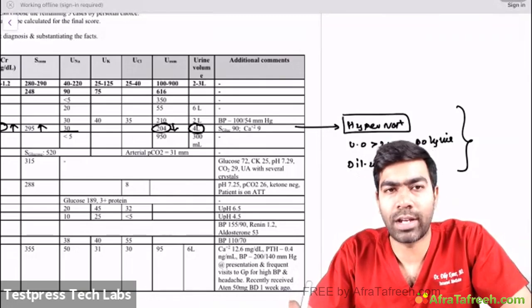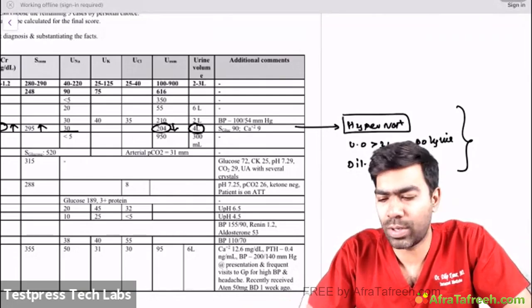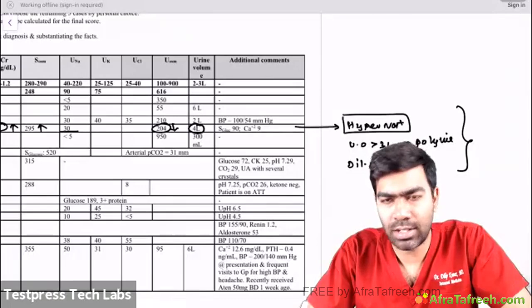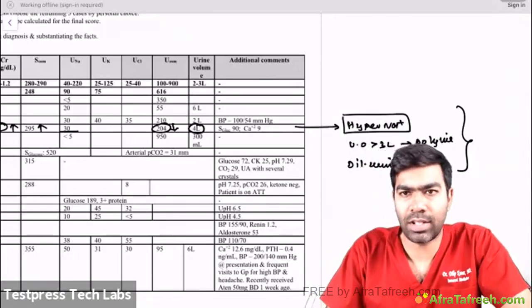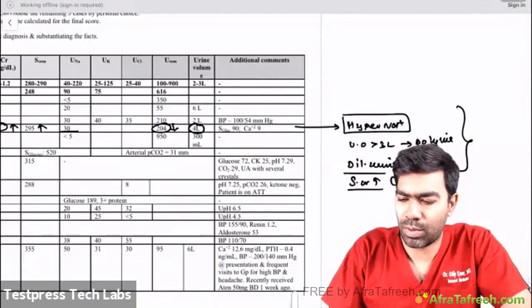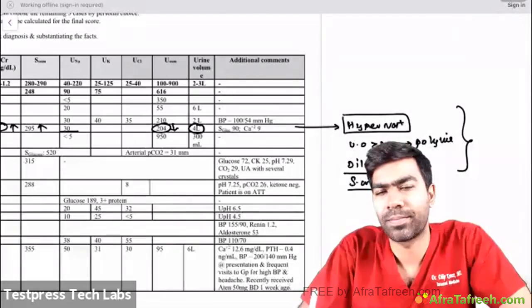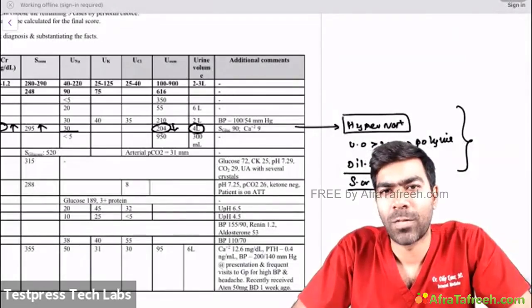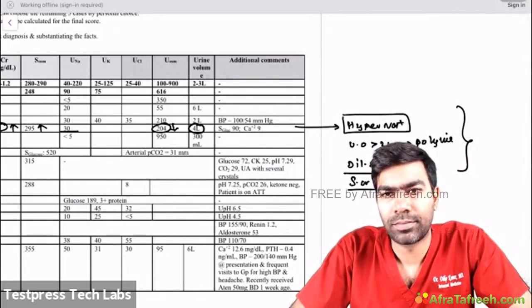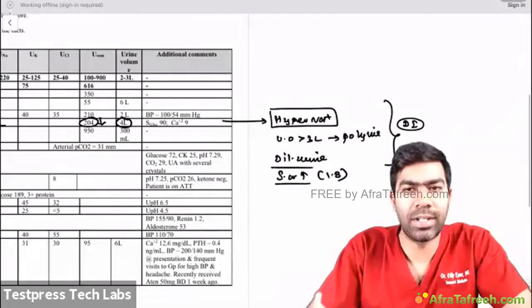What is the probable diagnosis here? Any idea? You can take 20 seconds of time. And he has a slightly elevated serum creatinine, 1.8. So any idea what we are dealing with here? Yes, Uday Bhaskar said we are actually dealing with diabetes insipidus here.